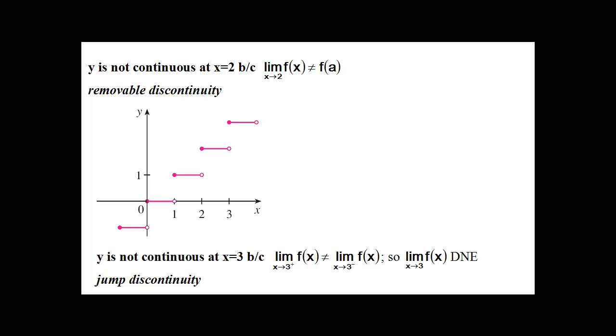In this last example, the graph is defined for x equals 3. However, the two-sided limit as x approaches 3 does not exist. This occurs because the limit as x approaches 3 from the left doesn't equal the limit as x approaches 3 from the right. Hence, the two-sided limit does not exist. This is known as a jump discontinuity.